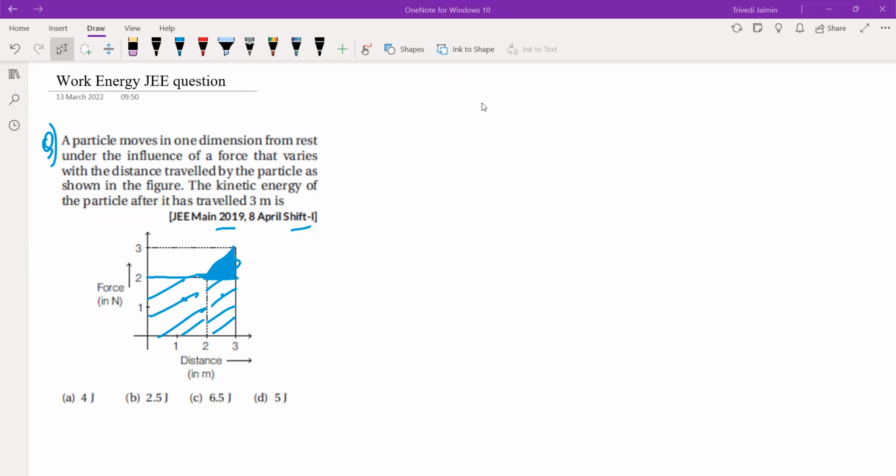So how will we solve this? Let's take area number 1, 2, and 3. We'll add all of this. So first one is 2 into 2 plus 2 into 1 plus half into 1 into 1, which will give you 2 plus 2, 4.